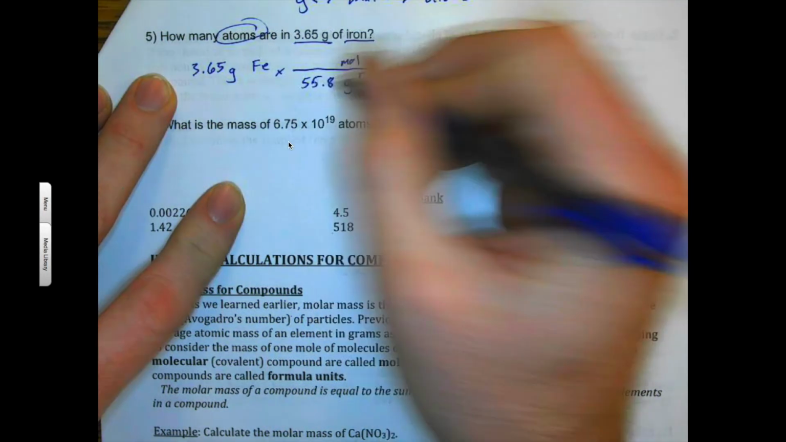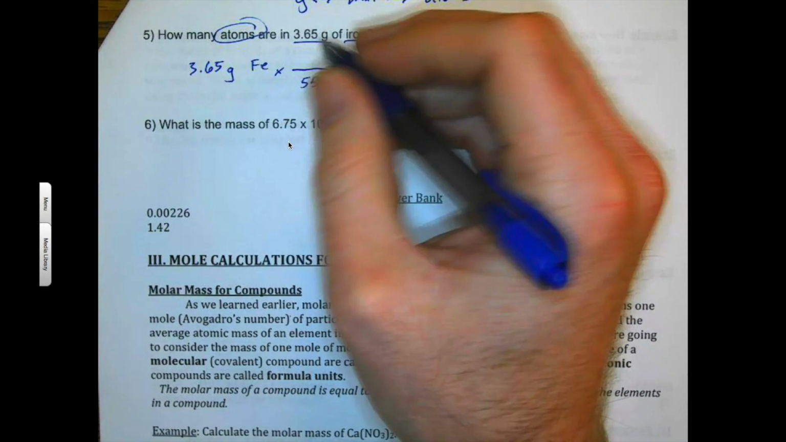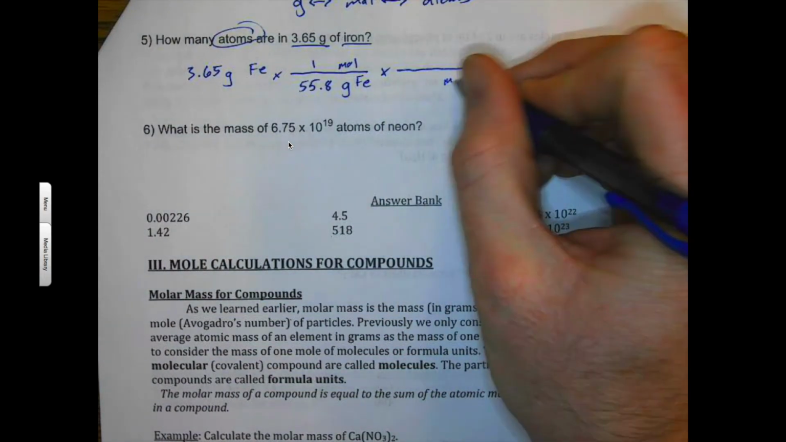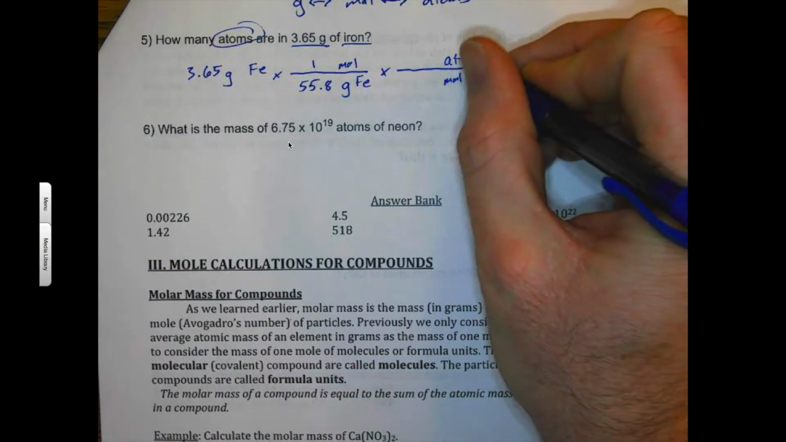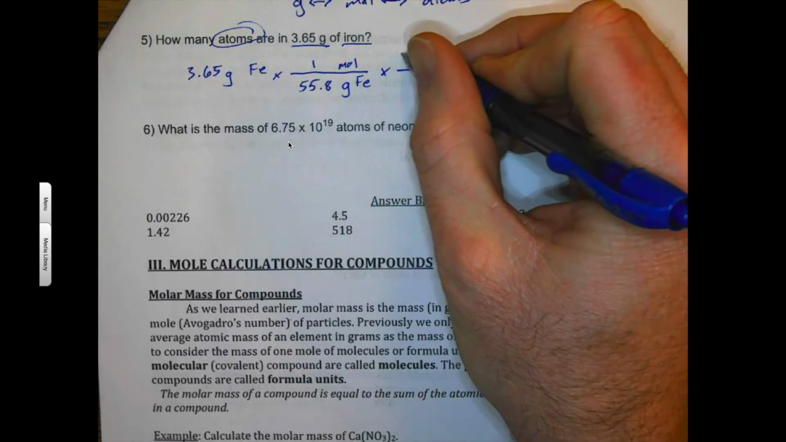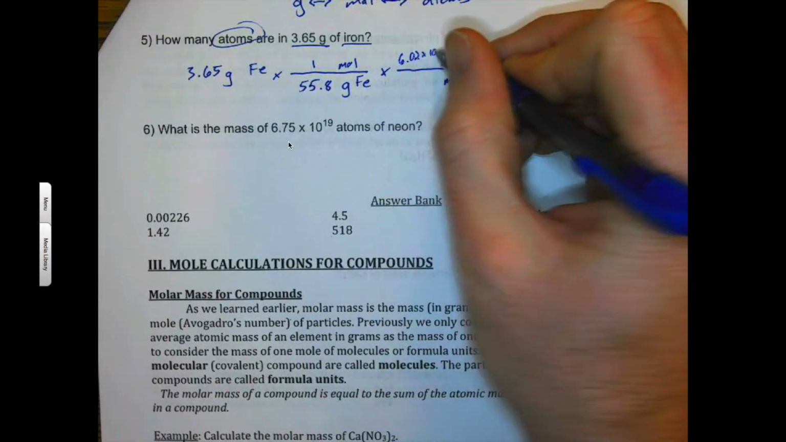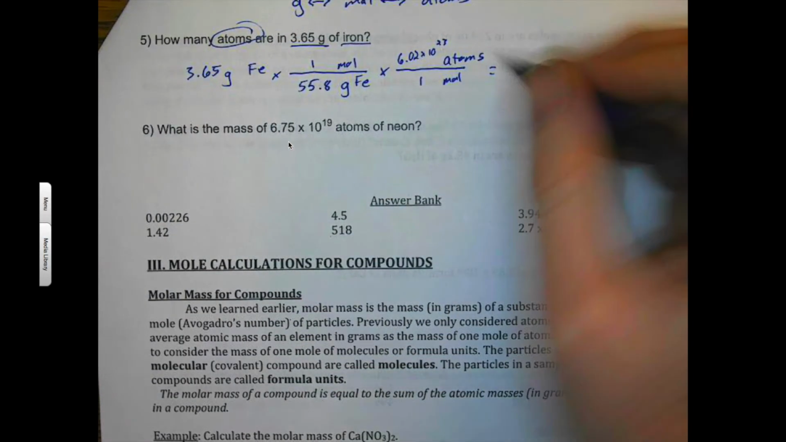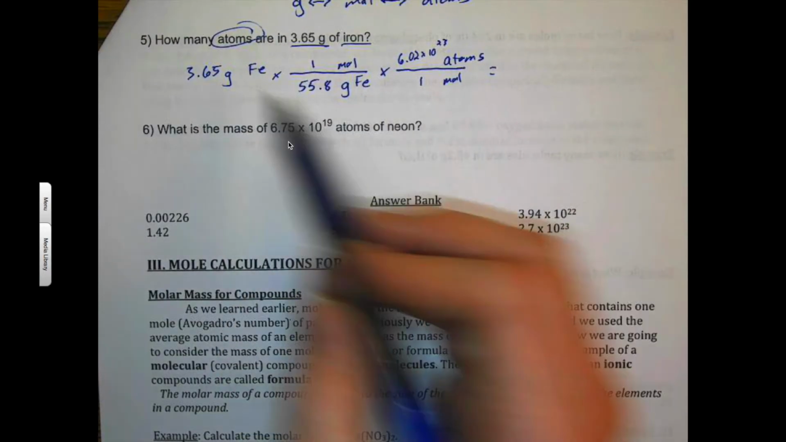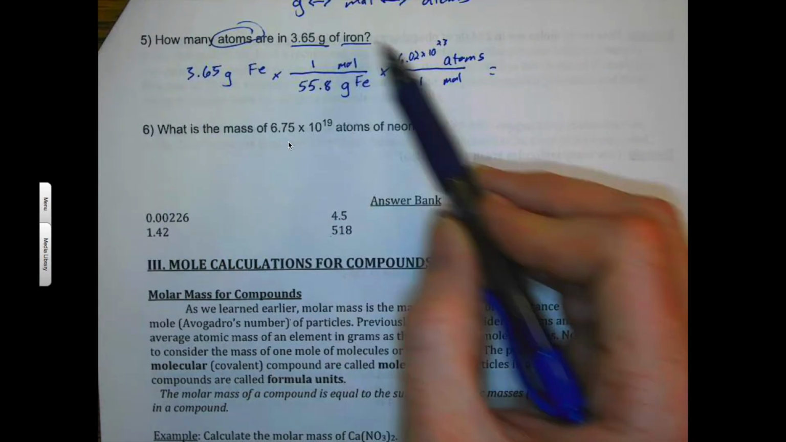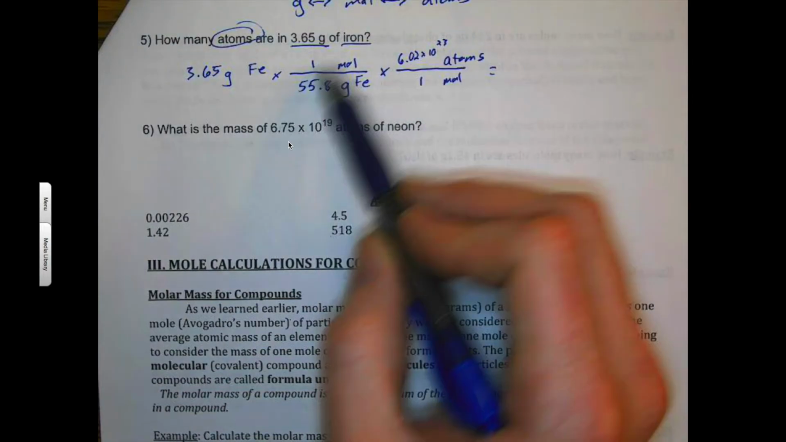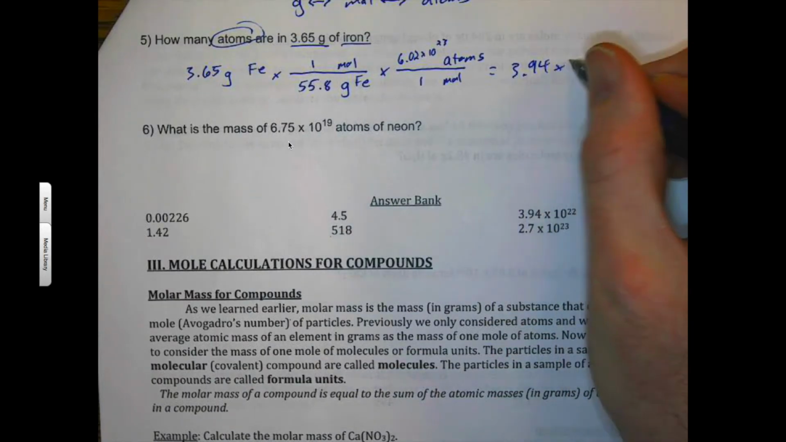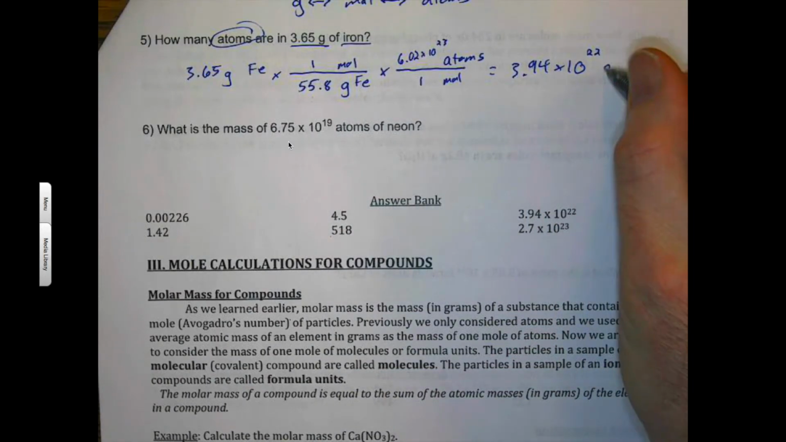All right. And then for 1 mole, and then we'll do moles to atoms. And that's 6.02 times 10 to the 23rd. I didn't leave enough room. And so what you'll do is you'll do 3.65 times 6.02 times 10 to the 23rd divided by 55.8. That is going to give you 3.94 times 10 to the 22 atoms.